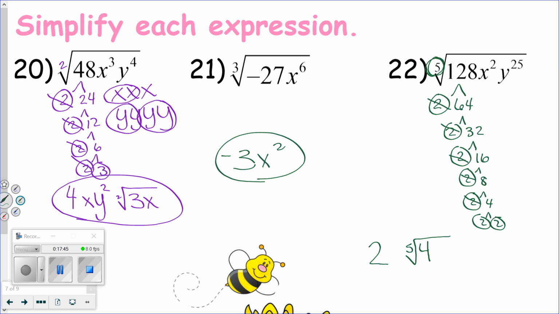All right. How about for my x's? If I have 2 x's, how many groups of 5 can I get? None. So where do I put those? They stay inside. I can't take any out. And then my y's, that's just y to the 5th. And there'd be none left over.